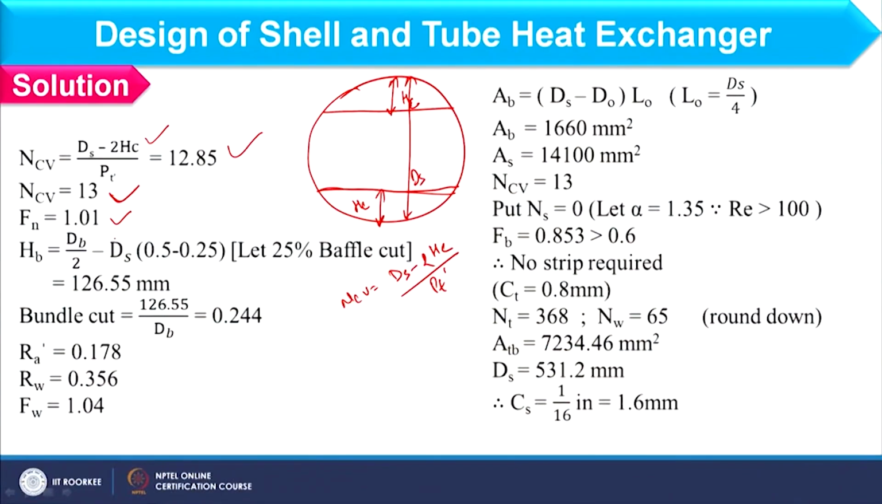Now, if I need to know Ra dash, I have to find out the bundle cut. Okay, and bundle cut will be nothing but Hb by dB. So, here you have to find out the Hb value again. So, Hb should be equal to dB by 2 minus ds bracket 0.5 minus 0.25, because I am considering 25% baffle cut. So, you can find out the Hb value, and then bundle cut you can find as 0.244, right.